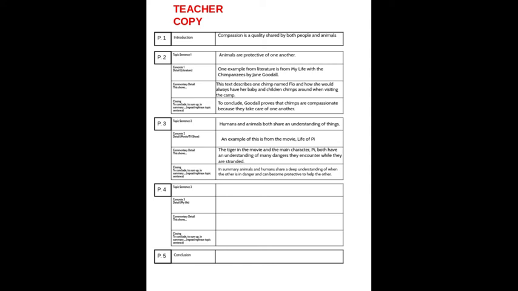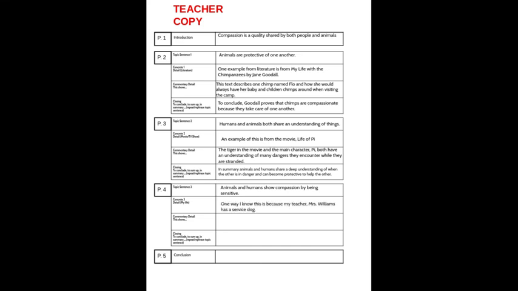Okay, now it's time to move on to the third detail. This detail is going to be an example from my real life. And remember, I'm trying to prove my introductory statement, which is compassion is a quality shared by both people and animals. So for my topic sentence in this third example, I'm going to say animals and humans show compassion by being sensitive.